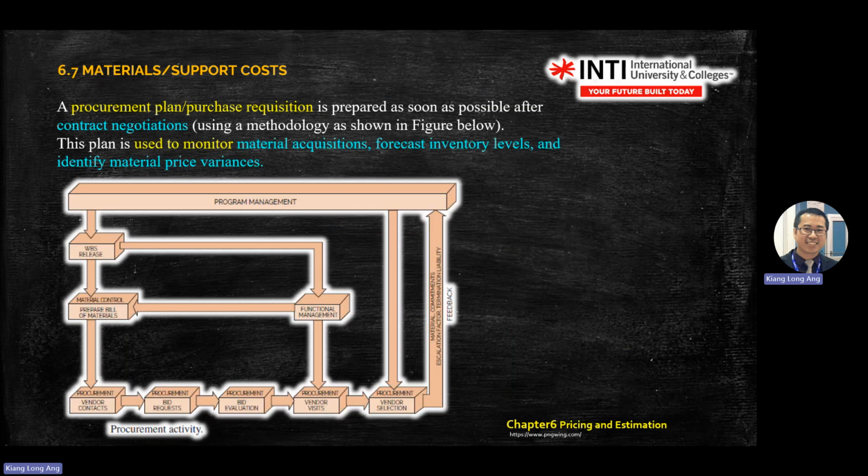Okay. Now, this is a procurement plan or purchase requisition. Also important because this is a flow that you can draw and explain. So how you do the procurement planning, there's a flow, going up and down. So it comes from management, goes down to WBS, release, goes to material control, then goes down to the vendors and so on. And you look back.